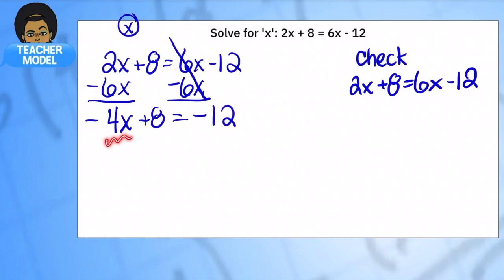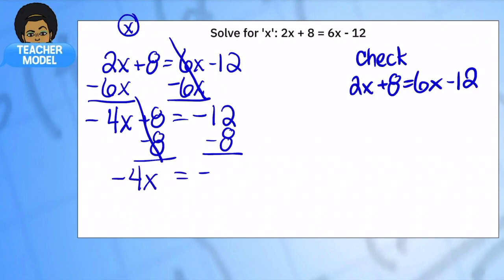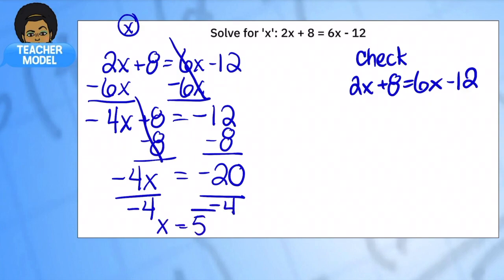I only want my x's here, so I need to move this one now. So we're going to do the same thing. We're going to minus 8 on both sides again because I want a zero pair, and that's going to leave me with negative 4x on the left and negative 20 on the right. So again, I owe $12 and I owe another $8. Now I owe $20. And now I'm down to just one step. Negative 4x is equal to negative 20. I want the x to be isolated, so I'm going to divide both sides by negative 4. And so my x is going to be equal to 5.